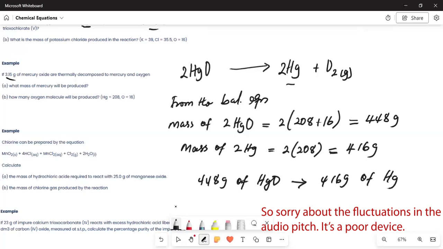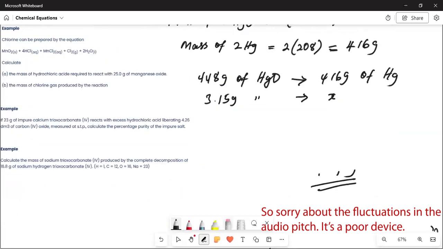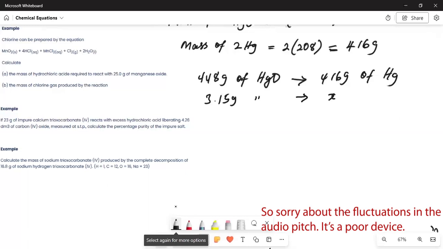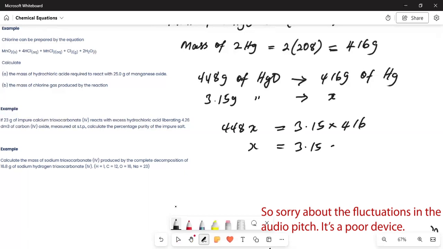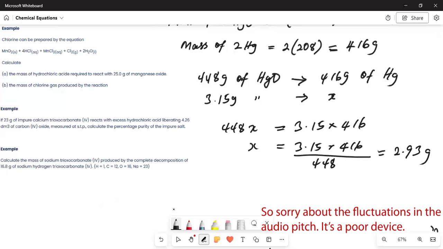Then what would 3.15 gram give? 3.15 gram of mercury oxide will give us X. Solving for X, we cross multiply. 448 times X is 448X. Then 3.15 times 416. Dividing both sides by 448, we have 3.15 times 416 divided by 448. That is 2.93, approximately 2.93 gram of mercury.